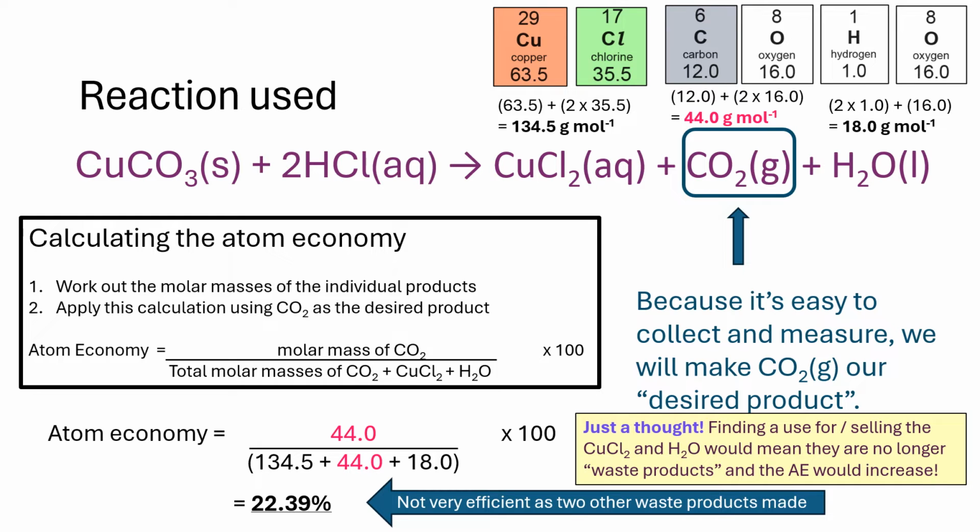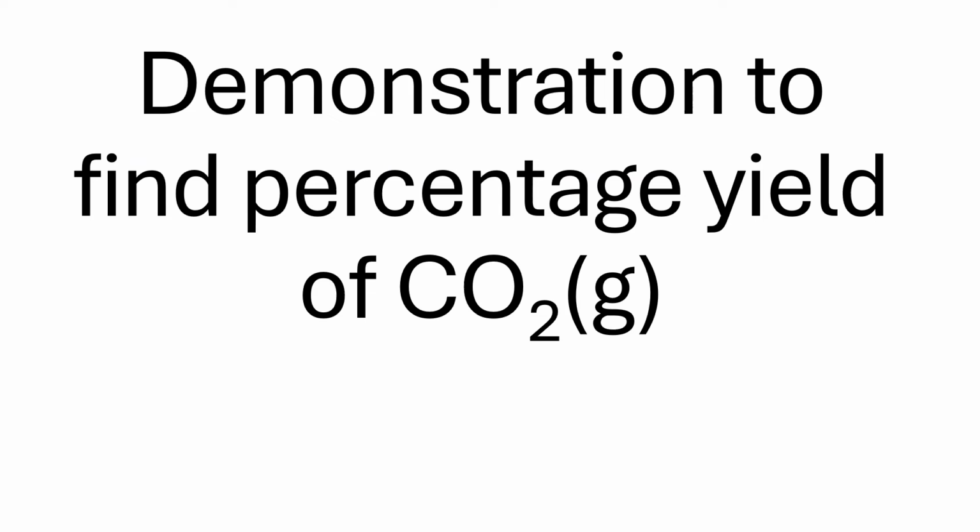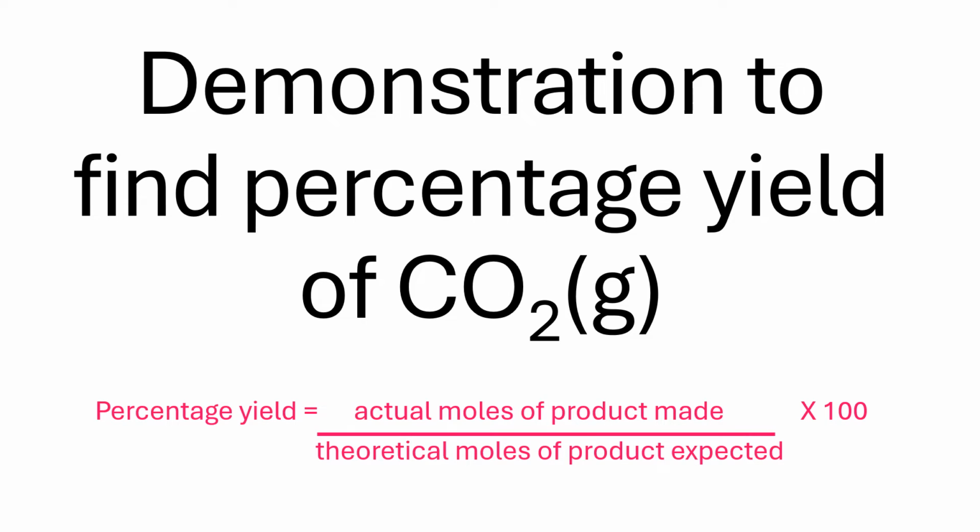In order to make the atom economy bigger, all you need to do is find a use for the CuCl2 and the H2O, and you can either sell them or find a use for them in your chemical factory, for example. So the demonstration to find the percentage yield of CO2. Remembering that percentage yield is actual moles of product made divided by theoretical moles of product expected times 100.